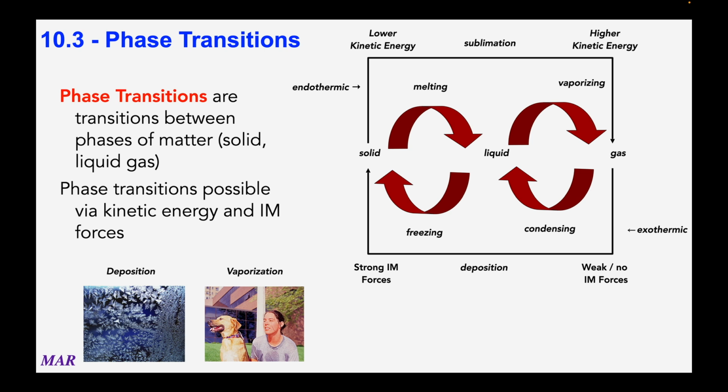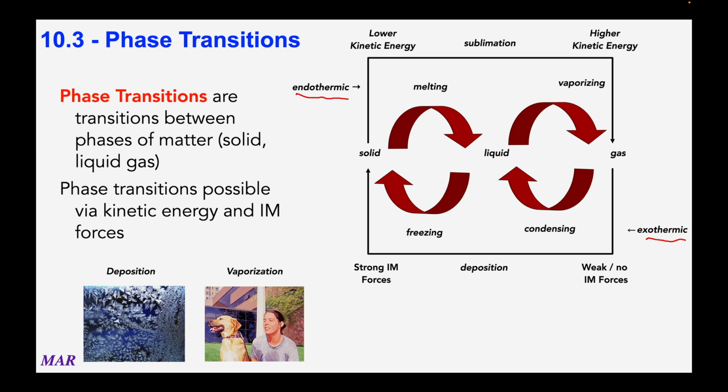When you have a phase transition, it's only possible through understanding kinetic energy and the intermolecular forces. And they're really important. They're around us all the time. If you've seen ice on your car windshield, that's deposition. If you've ever been for a run with a dog or another family member, that involves sweat, which vaporizes after a while. So these things are pretty important. Now, we're going to be using again the terms endothermic and exothermic. Endothermic means it needs energy to make it happen. Exothermic means energy is released when it happens. And both of those will be important.